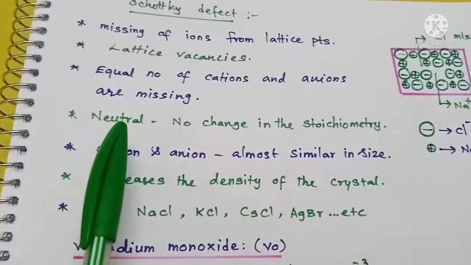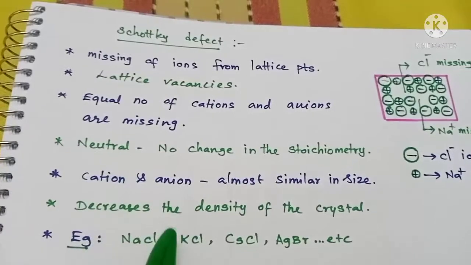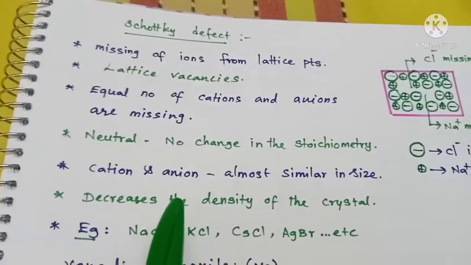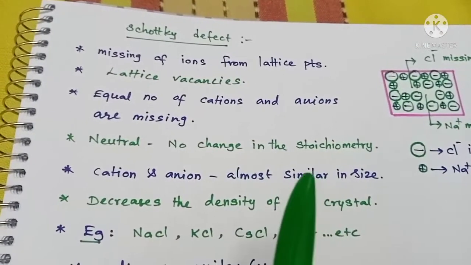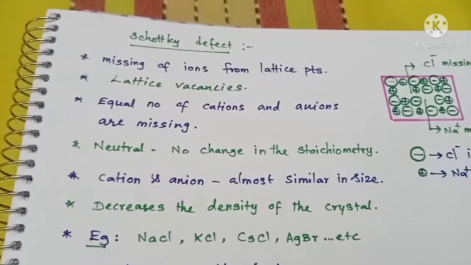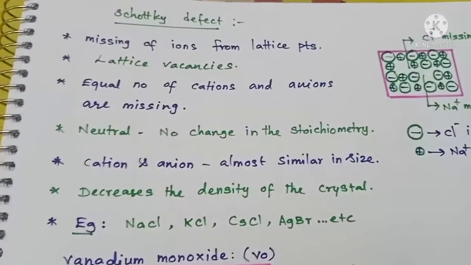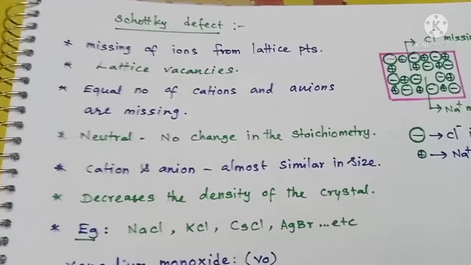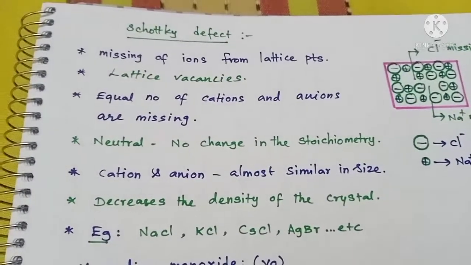So even after getting the Schottky defect, the compound is observed to be neutral, because whenever the ions are missing, equal numbers of cations and anions are missing, isn't it? Because of that equal number, even before the defect the compound was neutral, and even after the defect the compound is found to be neutral. So the stoichiometry of the compound is not at all disturbed by this Schottky defect.